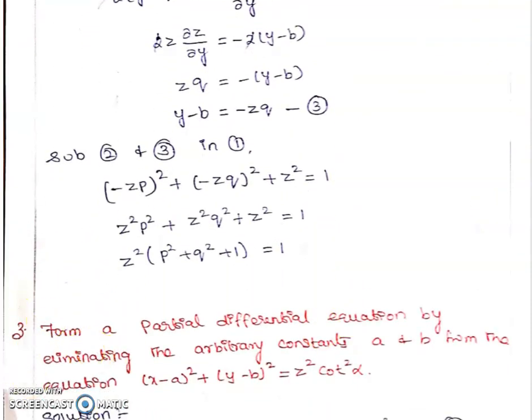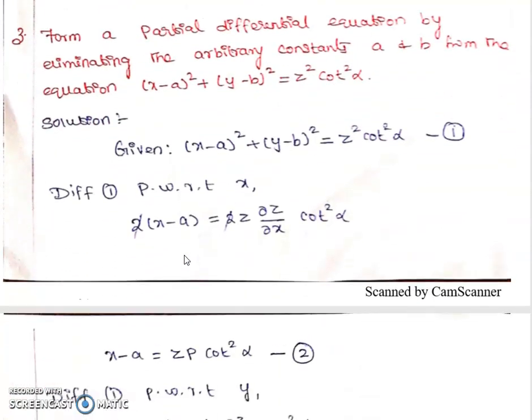Here all the terms have z square in common, so take out the z square common. So z square into (p square plus q square plus 1) equal to 1. This is the formation of the partial differential equation. Next we are going to problem number 3.